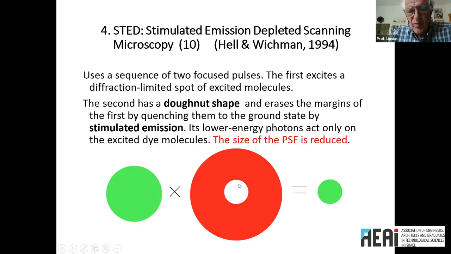This is J1, which has a zero in the center, and light very close to the center around it. So what happens is that this ring causes stimulated emission from here, but since it's zero in the center, what is left is a small disk in the center, where light has not been emitted, so we've reduced the size of the point spread function. After that, it's scanning microscopy: you work your way over the sample backwards and forwards, and you get an image.